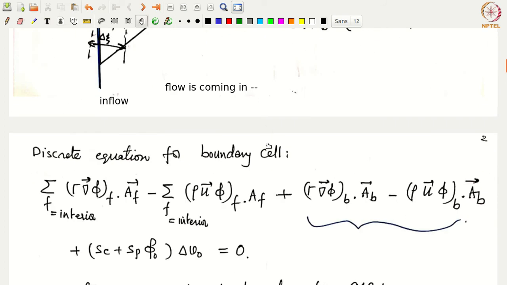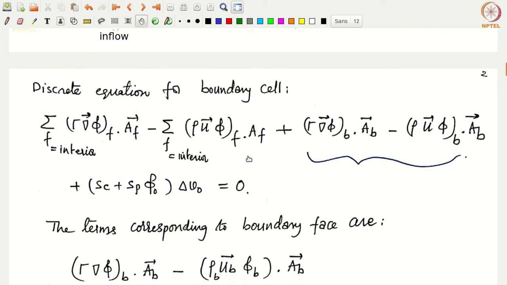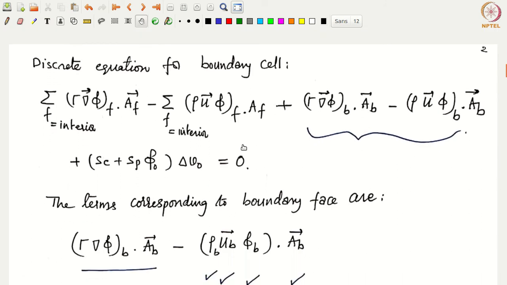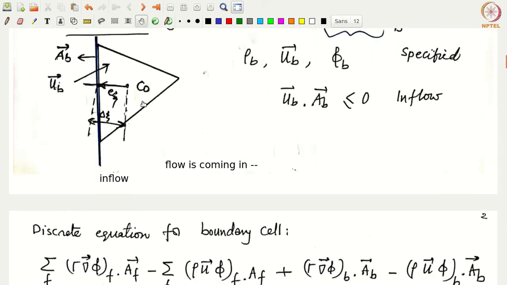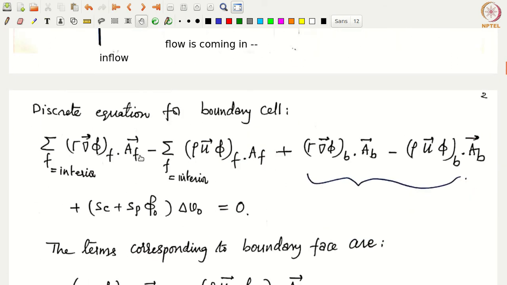The discrete equation for a boundary cell would be, basically, you have the diffusion terms, right? We have the interior terms, which are gamma grad phi f dot af bar, and we have the convection term, that is rho u bar phi f dot af bar. These are for the interior faces. That means in the triangular cell here, these are the two interior faces. And then we have not written the boundary face here.